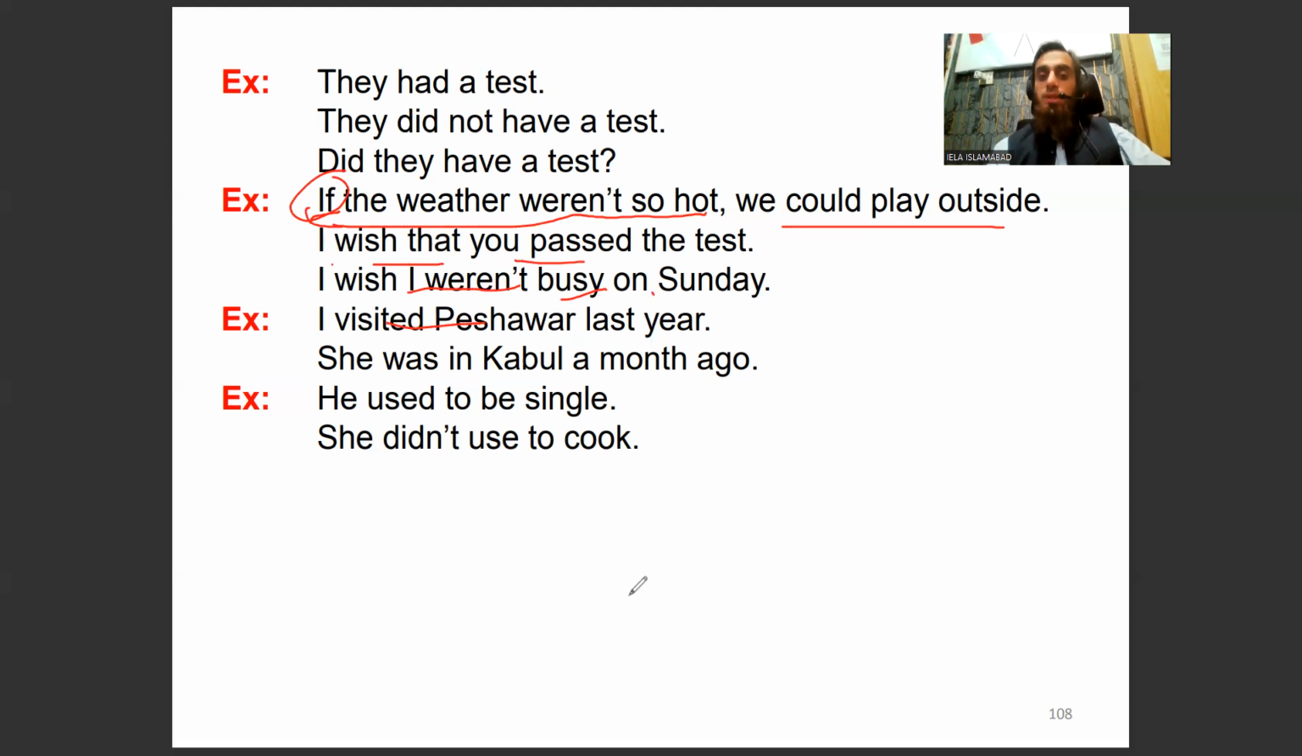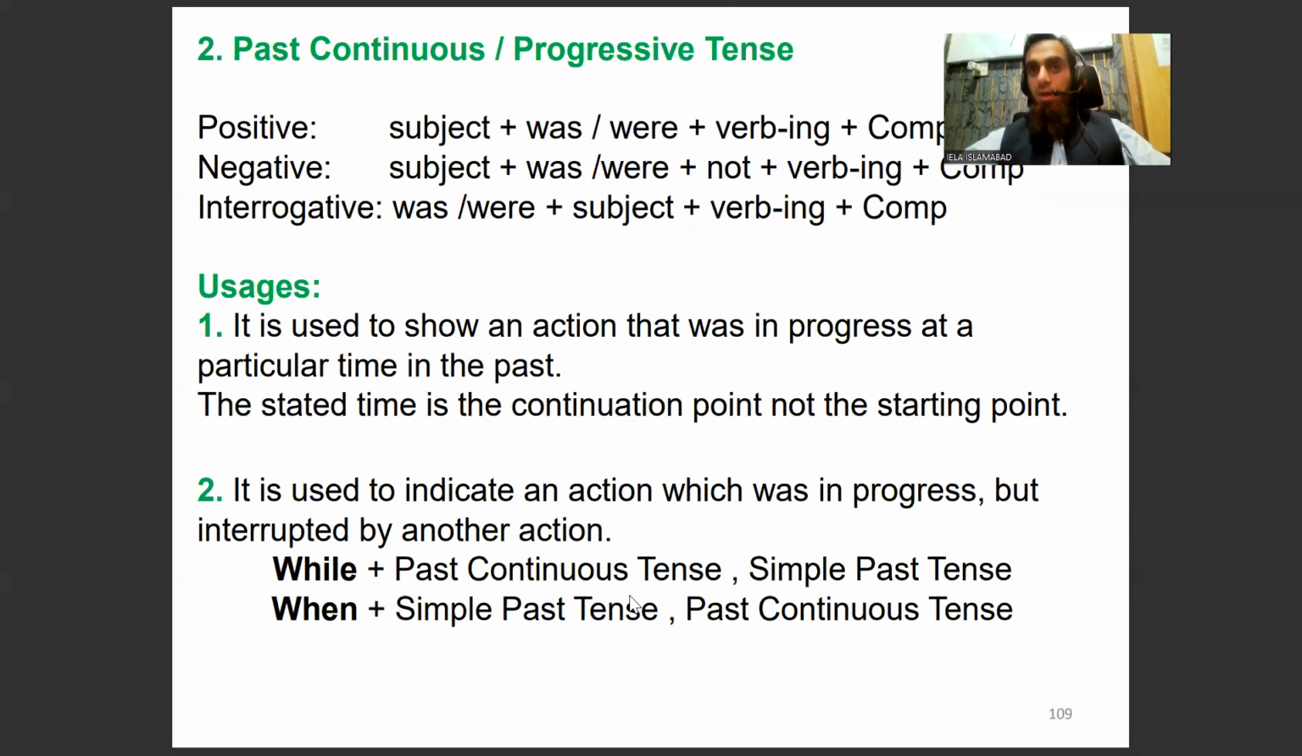I visited Peshawar last year. She was, she was. This is also a stative verb that shows a state. She was in Kabul a month ago. Lian Su was in beginner level a month ago or 2 months ago. He used to be single. She didn't used to cook. These are a few examples where you can understand how we make sentences in past simple tense, based on the function and the usage.